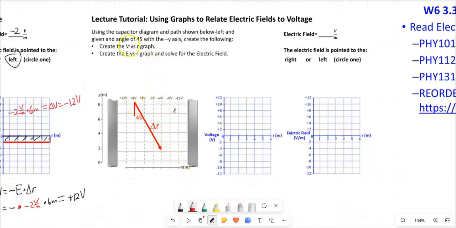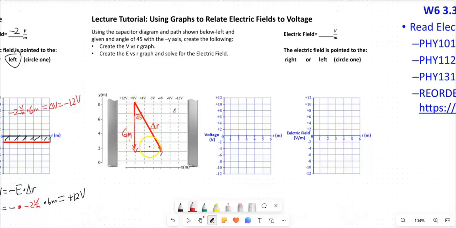Okay, so it says that this is a 45-degree angle with the negative y-axis, so that's the angle 45 degrees. If you look at it, we're actually moving down and to the right, right? This is the path that we're taking. If you also notice that this distance right here is 2, 4, 6. So this is 6 meters displacement, okay? And we have the angle 45 degrees.